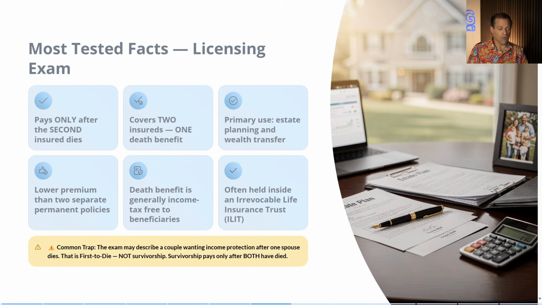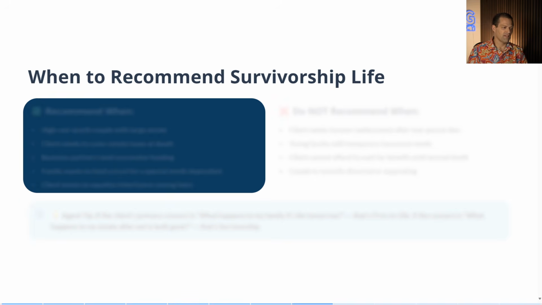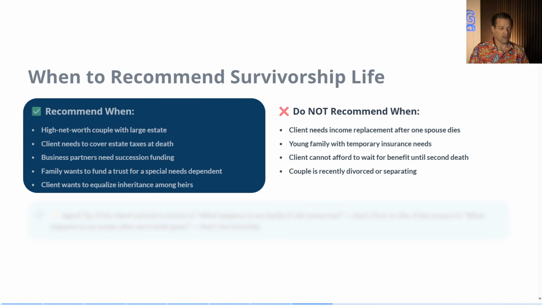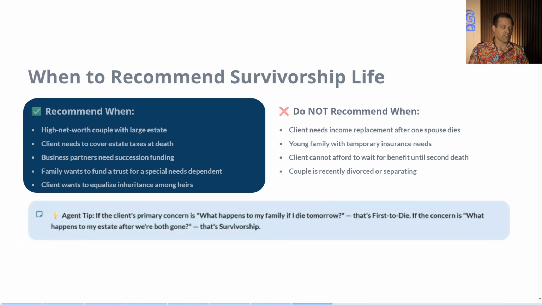So the exam may describe a couple wanting income protection after one spouse dies. That's first to die, not survivorship. Survivorship pays only when both have died. So when do you recommend a survivorship life insurance plan? It's with clients who are super high net worth couples with large estates. They need to cover estate taxes at death, maybe business partner succession funding. The family wants a trust fund or has a special needs dependent. The client wants to equalize inheritance among heirs. Don't recommend it when there's a need for income replacement after one spouse dies. Young families don't need this. Also not when the client cannot afford to wait until the second death benefit, or when the couple is divorcing or separating.